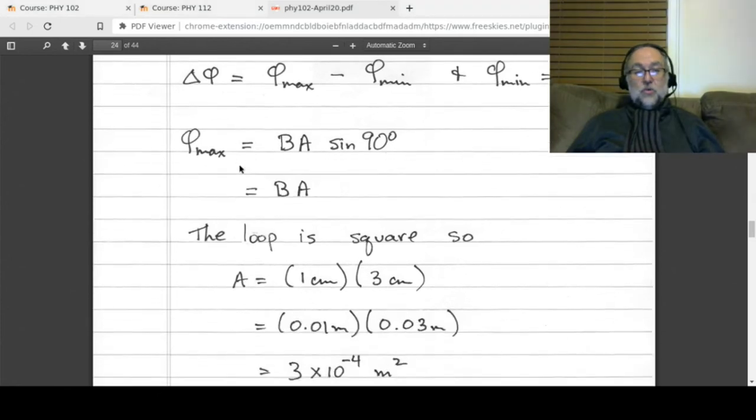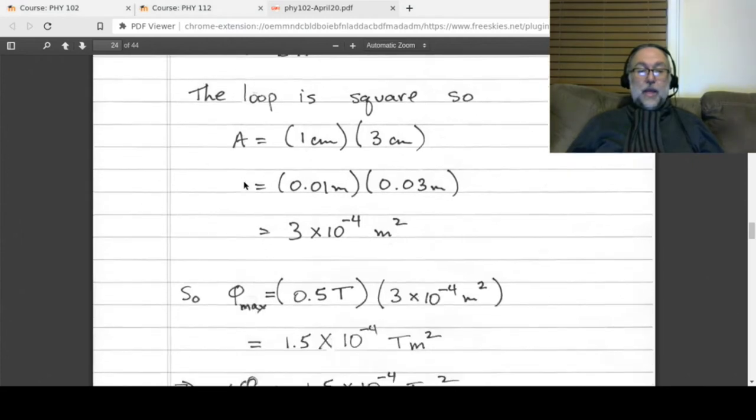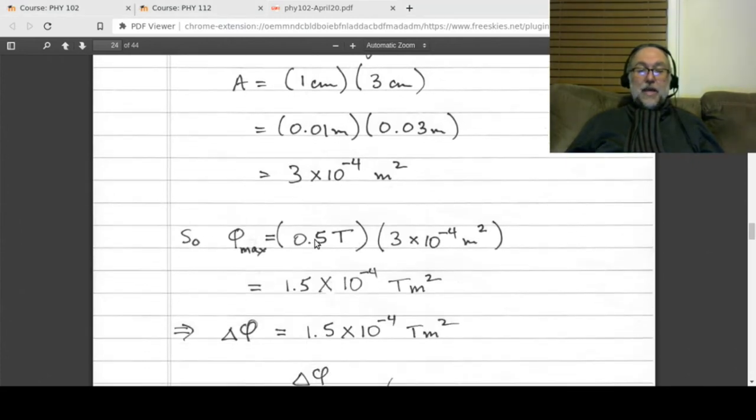The magnetic field, I told you, was 500 millitesla, or 0.5 teslas, and the area is the area of the loop, but it's a square loop, so it's just length times width, so it's 1 centimeter by 3 centimeters, or 0.01 meters by 0.03 meters, because we've got to work in MKS, and that gives us 3 times 10 to the minus 4 meters squared. Putting that into our flux, B, 0.5 teslas, A, 3 times 10 to the minus 4 meters squared, gives us a flux of 1.5 times 10 to the minus 4 tesla meters squared. So there you go. There are the units of flux: tesla meters squared. And now that's your maximum.